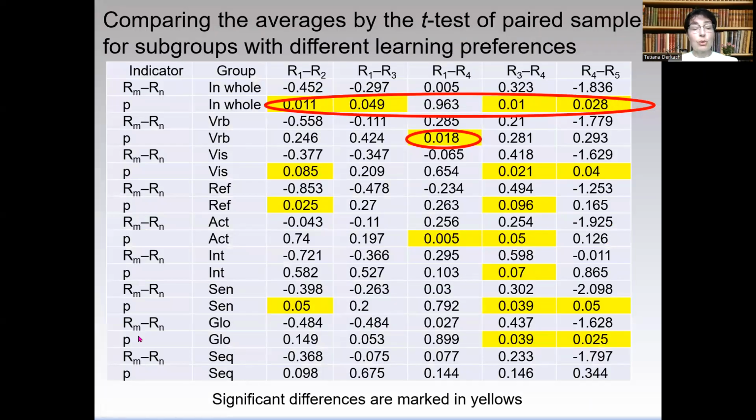The slide shows the presence or absence of significant differences in cognitive load for the whole group and the subgroups of students with particular learning preferences. For example, the difference between the loads exists for the whole group for 4 of the 5 experiments. For a subgroup of students with a preferred verbal style, a significant difference in workload exists only between experiments 1 and 4.